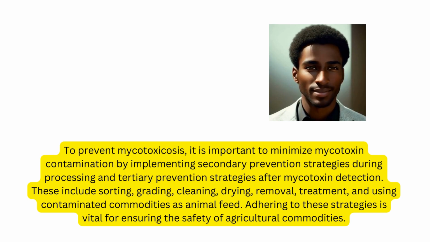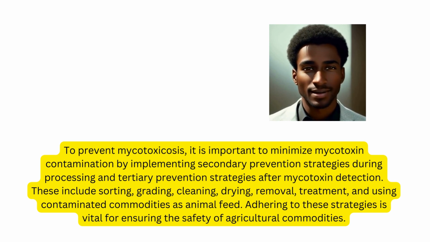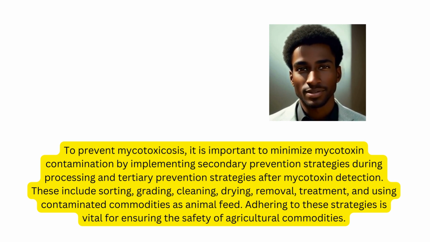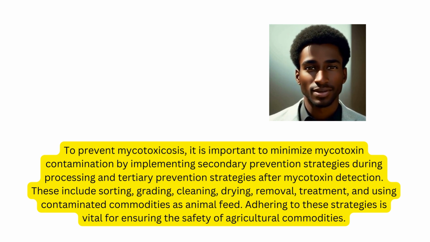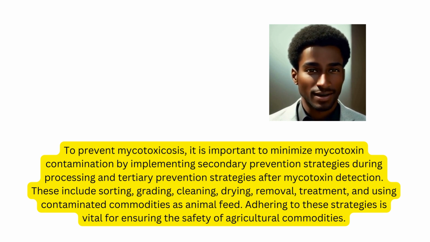Secondary prevention. This strategy is executed during processing, including sorting, grading, cleaning, and drying. Tertiary prevention. This is done after mycotoxin detection, which includes removal, treatment, and the use of contaminated commodities as animal feed. Minimizing mycotoxin contamination is an essential step to prevent the growth of mycotoxicosis. It is crucial to follow the strategies mentioned above to ensure the safety of agricultural commodities.